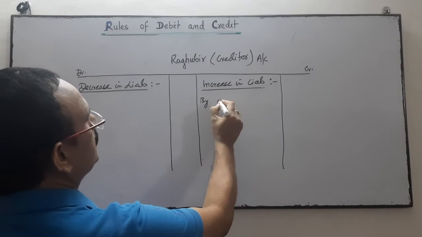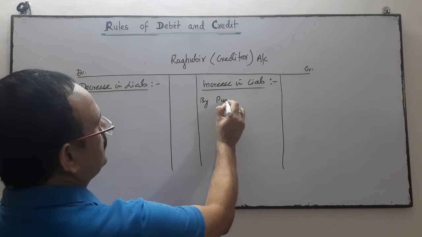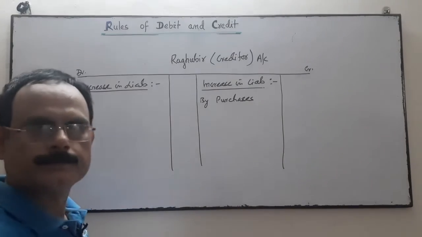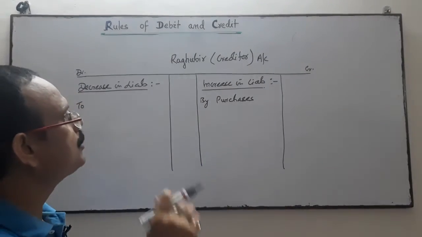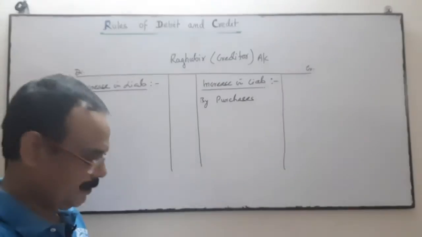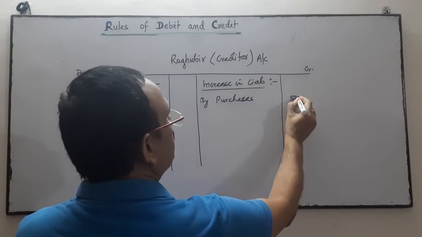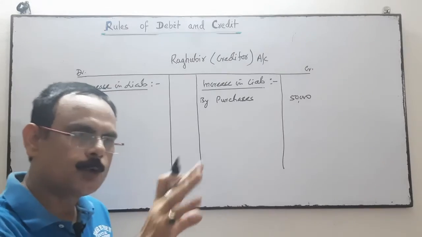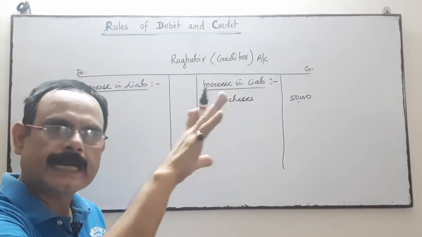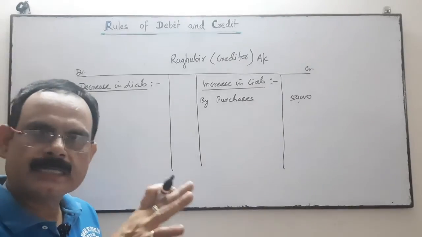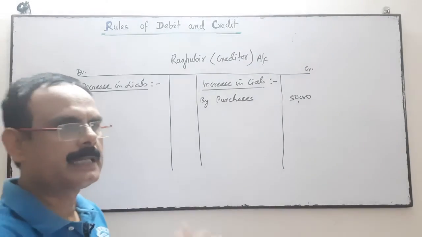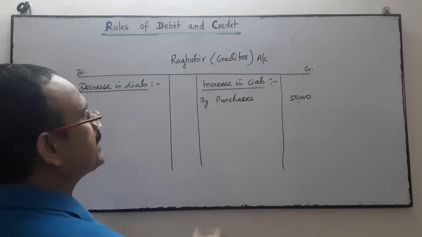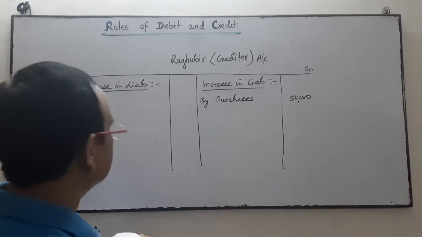So here purchase, we have purchased the goods from Raghuveer on credit, so our liability is increasing. So we will write in the credit side 50,000. Why have we written in the credit side? Because we have purchased the goods from Raghuveer. Raghuveer is our creditor to whom the business has to pay the amount in future. So liability of the business has increased. So when there is an increase in liability, we write in the credit side. So the first one will be written in the credit side.